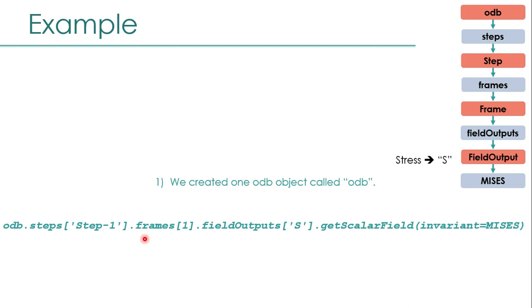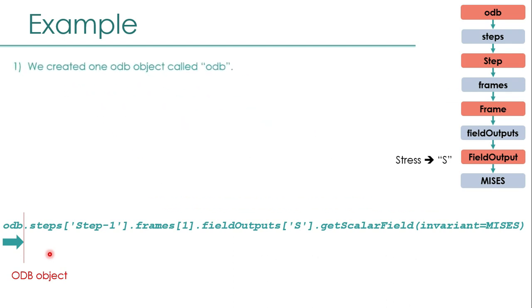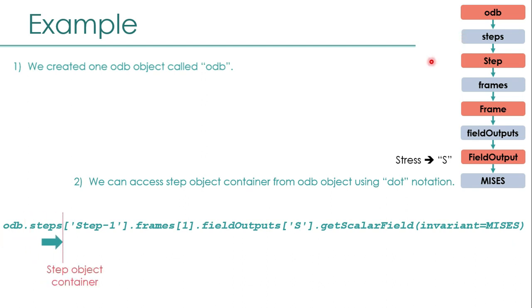So first of all, let's say we have created this ODB object. So this ODB here represents the ODB object. From this ODB object we have to extract the data that we want, that is the Mises data. Let's say we have the ODB object, now we can use the steps attribute using the dot notation. If you are using this steps attribute, then what we will get is the step object container. So what this means is this container, which is called the step object container, stores all the steps available in that ODB. So from this container we can now access the particular step by using the key.